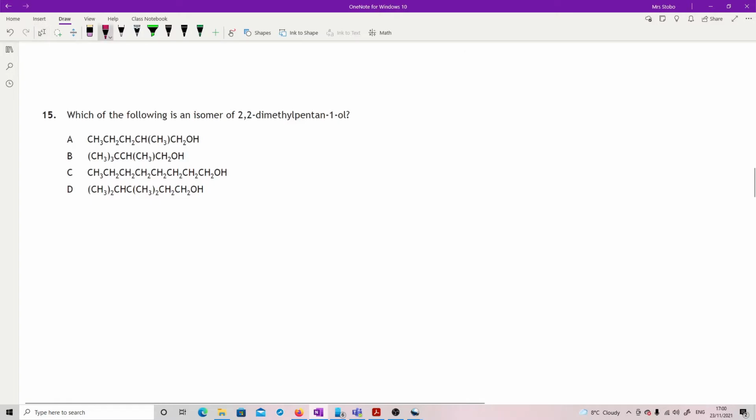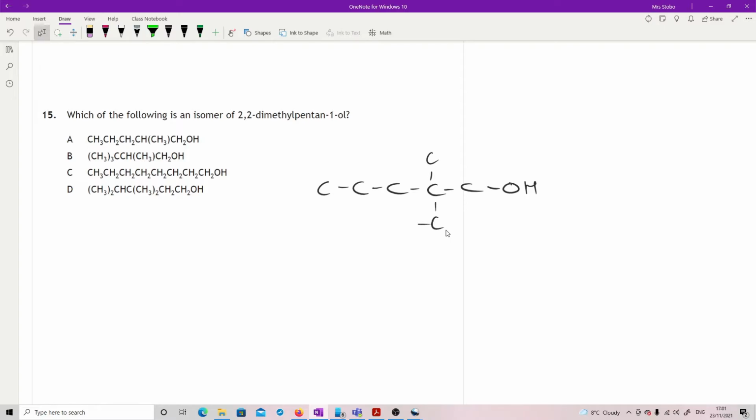Okay, question 15. Which of the following is an isomer of 2,2-dimethylpentan-1-ol? Right, I would just straight off draw it. 1, 2, 3, 4, 5. We've got an OH off 1. I'm going to put this at the end because they've got all the O's at the end, just to make my life slightly easier. And I've got a methyl group off number 2. So I've got two methyls here, 2,2-dimethylpentan-1-ol.